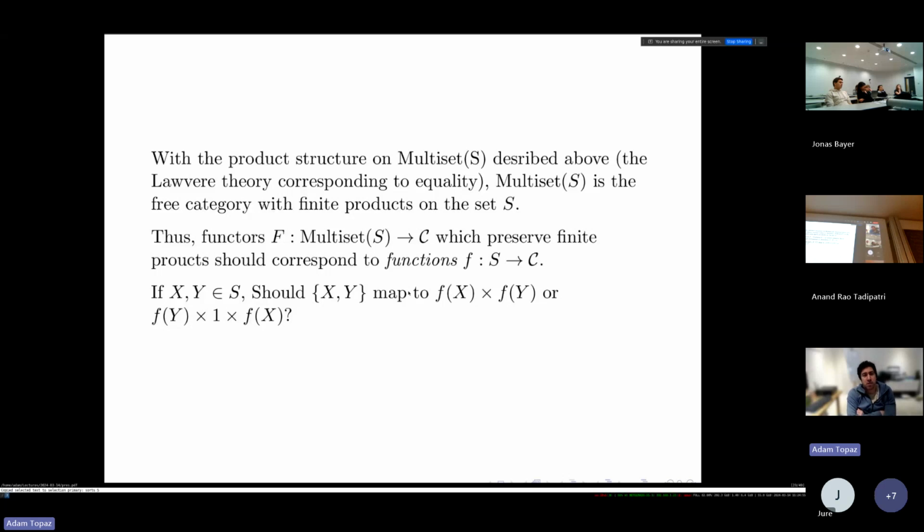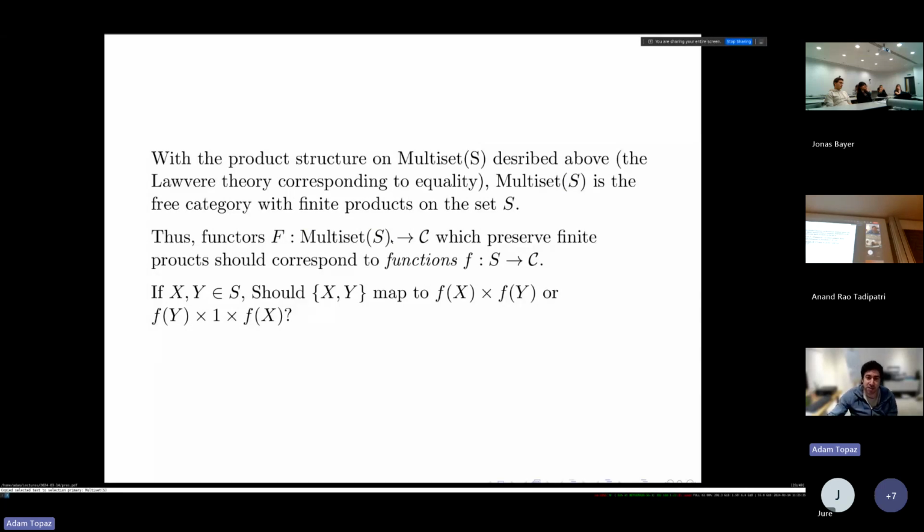If we look at the Lawvere theory corresponding to the trivial algebraic theory, in other words, just equality, the Lawvere theory associated to that is in some sense the free category with products generated by the set S. What does that mean? Well, you look at the smallest category structure on the multisets of S, where the disjoint union is the product and the empty set is the terminal object. In this case, you can imagine that this category satisfies a universal property.